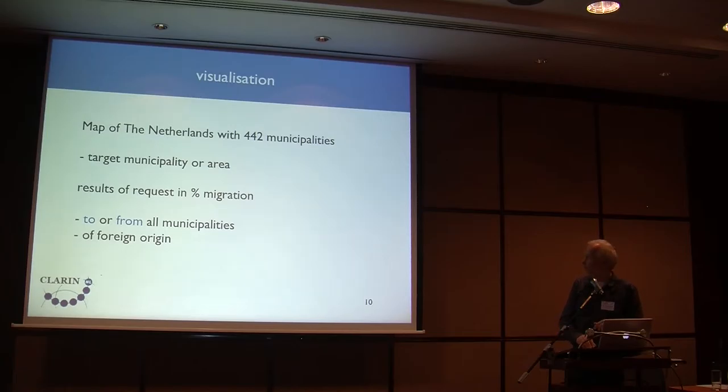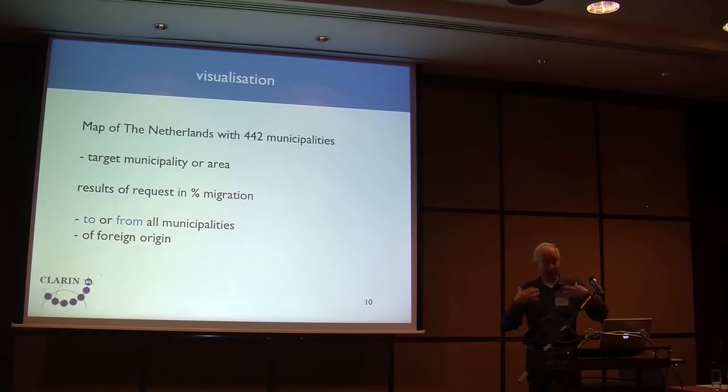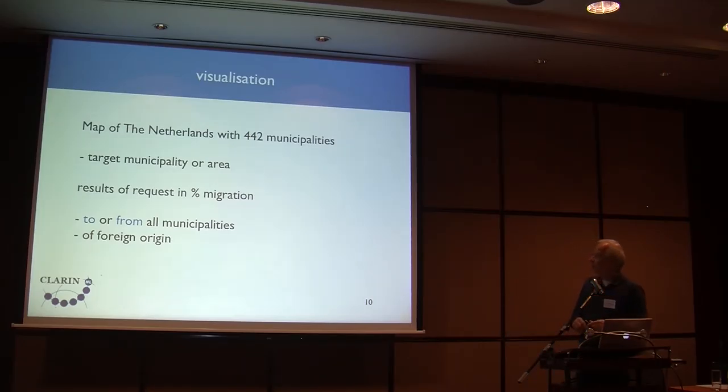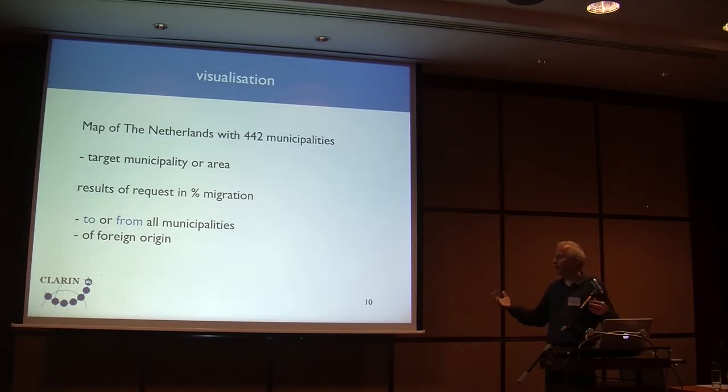on the site. So the visualization is a map of the Netherlands, and that's of course the CLARIN part, to make a flexible, interactive map. You can click on the map and these kinds of things. Over 400 municipalities. You should, as a user, choose a target municipality or an area. Various levels of geographic representations. And you will get a request as percentage migration to or from all the other municipalities to the target municipality. Well, that will be clear in the example. And it could also be a foreign origin.